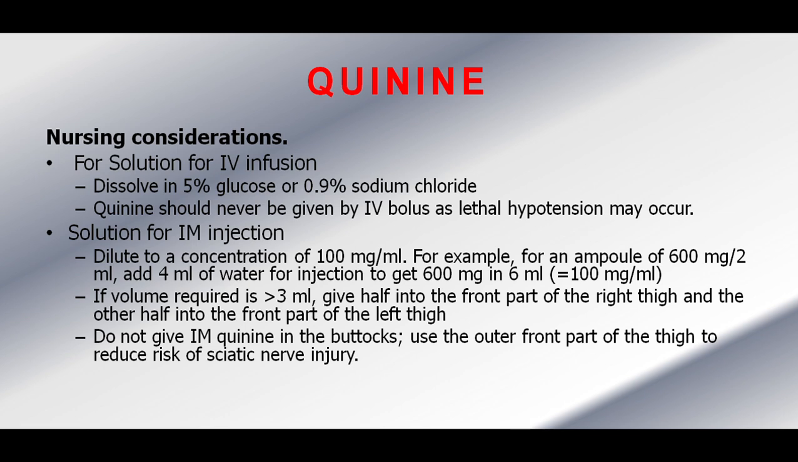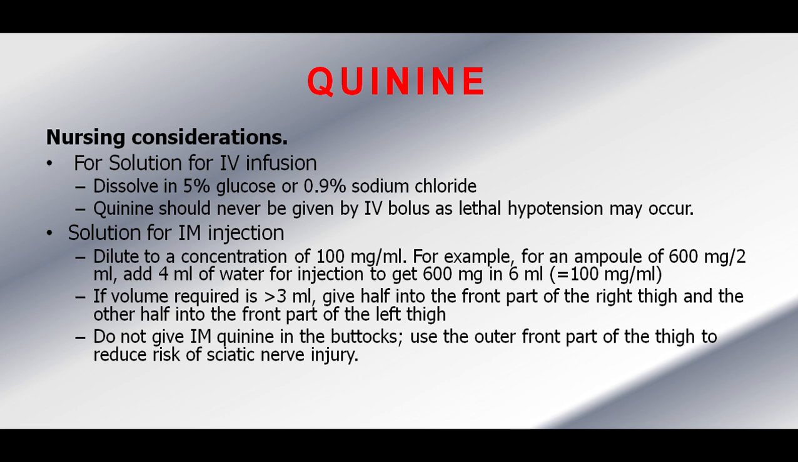Then, solution for IM injection: dilute to a concentration of 100 mg per ml. For example, an ampule of quinine is 600 mg in 2 ml. Therefore, you need to add 4 ml of water for injection to get 600 mg in 6 ml. Now, that will be equal to 100 mg per ml. Now, if you have this concentration, you can give it as an IM injection.